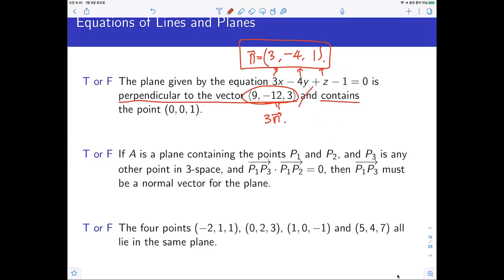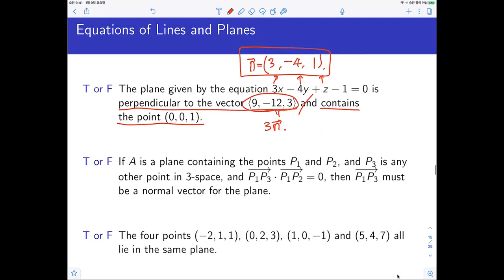And the next statement contains the point 0, 0, 1. If we substitute 0, 0, 1 into x, y, and z, then we get 0 minus 0 plus 1 minus 1 is 0. So this point lies on the given plane, so this is true.